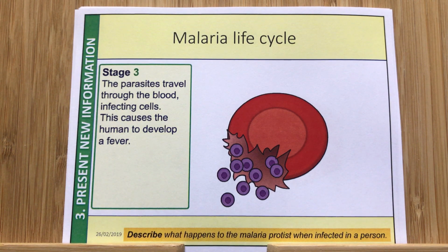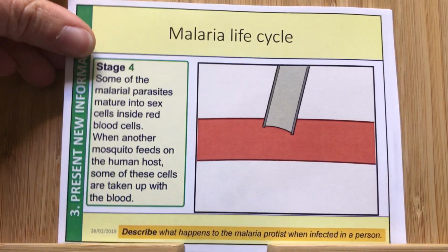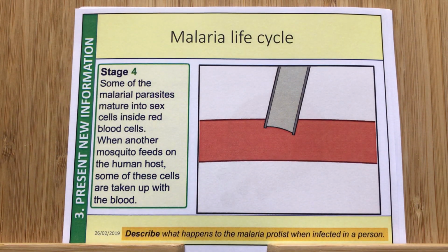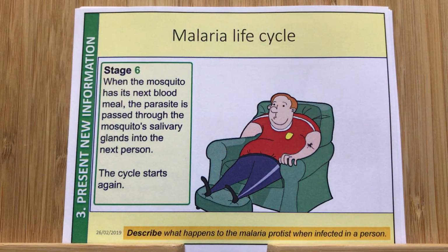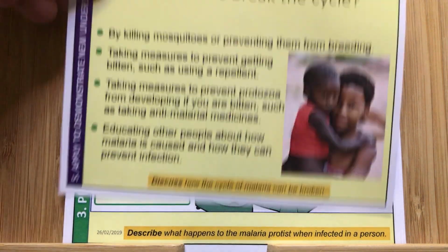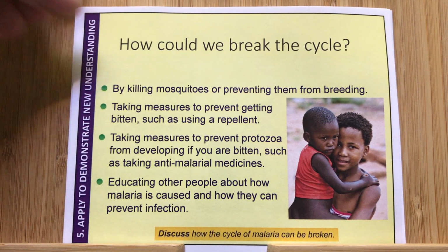Okay, and then when the mosquito feeds on another human host, some of that blood from one person can be transmitted into the other person, passing that malaria on and on to different people. When the mosquito has its next meal, the parasite then passes on to the next person. So how can we break that cycle? By killing the mosquitoes or preventing them from breeding.